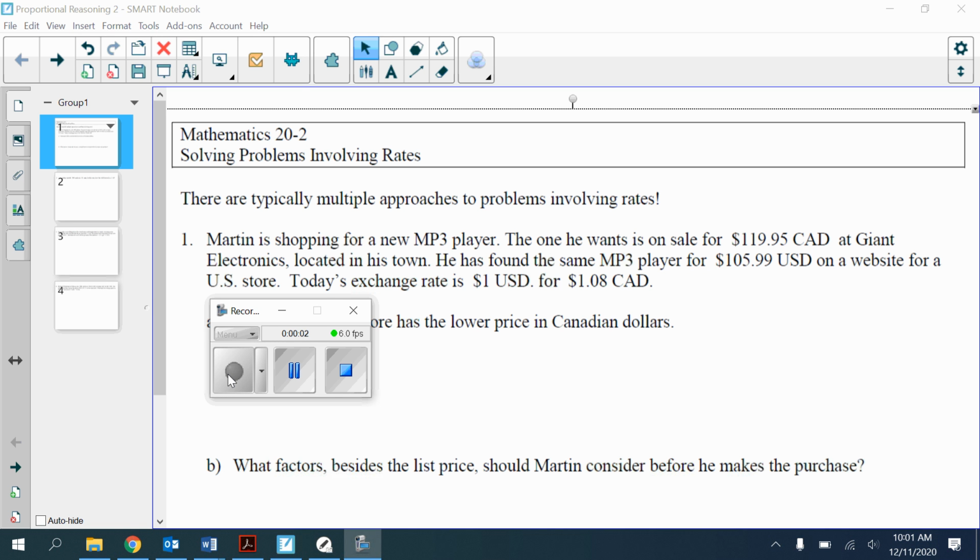Hello, Math 20s. This is the second lesson for proportional reasoning, and it's really related to the last lesson. So it's kind of solving problems with rates. So this is even more word problems. I know we saw some word problems yesterday, but there's more for this.